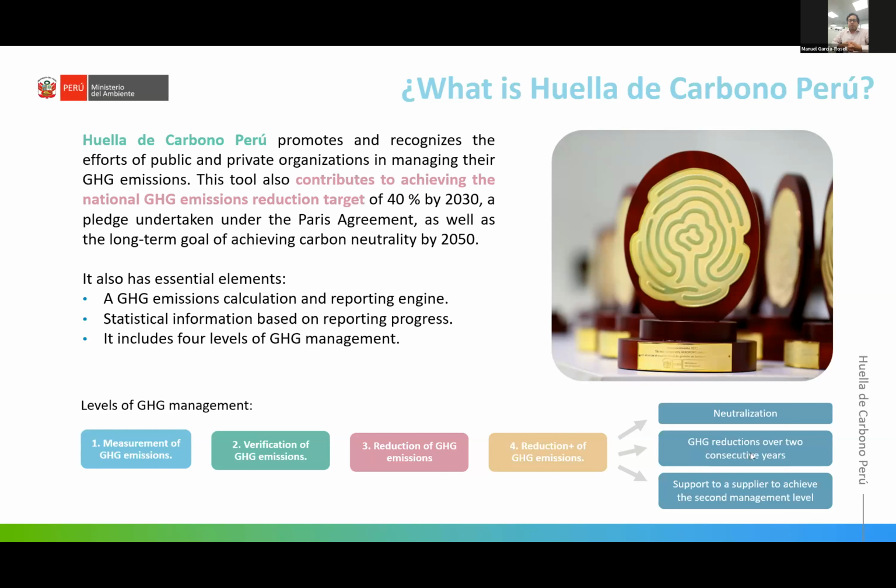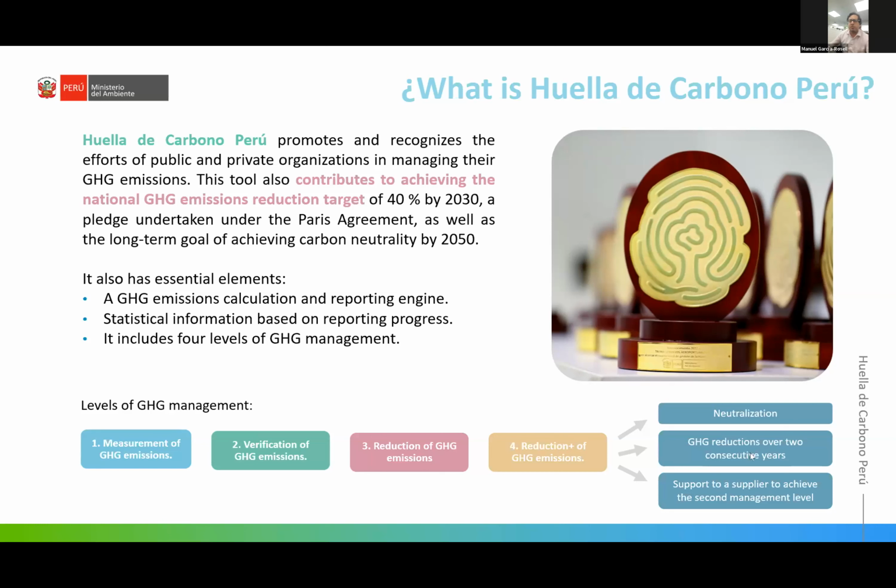This tool aims to promote the engagement of public and private entities in climate action in the country. This is very helpful to engage the private sector in climate action to support the implementation of our NDC. It will also support the achievement of the mitigation target, which is an emission reduction from the business-as-usual scenario in year 2030 of 40%, and also support the long-term goal of our long-term emission strategy that is currently under construction.